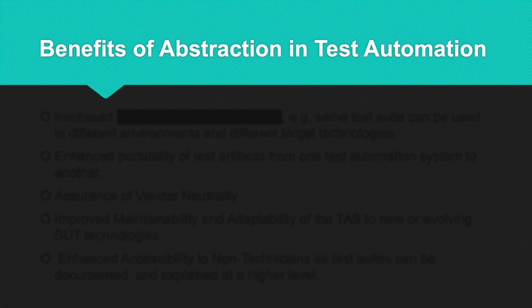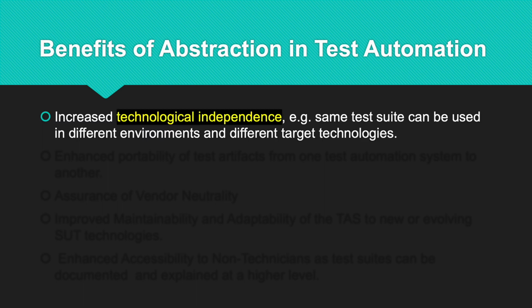Let's discuss benefits of abstraction in test automation in detail. Well, just like it helps the software development process, abstraction in test automation also offers several benefits that contribute to the effectiveness and efficiency of the testing process. Abstracting test automation frameworks and components from specific tools or technologies reduces dependencies, making it easier to switch or upgrade testing tools without major disruptions to the testing process.